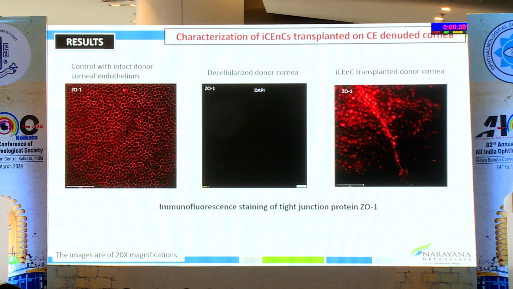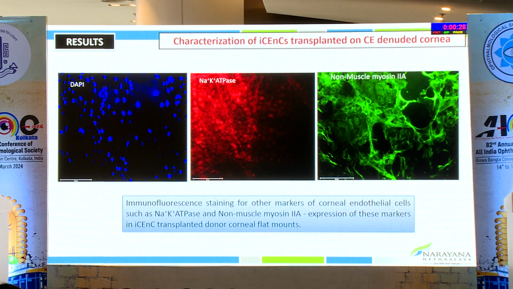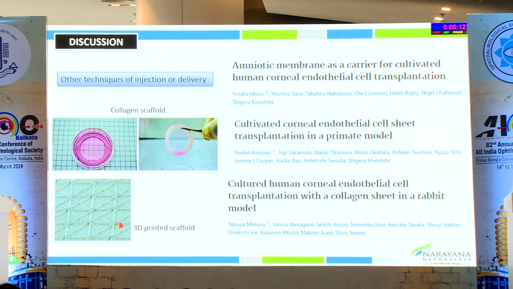Similarly, the same markers we looked at earlier, the ZO1, was found to be absent in the decellularized donor cornea and again present once we had injected the cells and incubated the eye. Very interestingly, even the functionality of the cells was proven by the sodium-potassium ATPase presence and the non-muscle myosin. So it shows that these cells not only look like endothelium, they are also already functioning like endothelium after integrating onto the cornea, the cadaveric cornea, by injecting the cells.